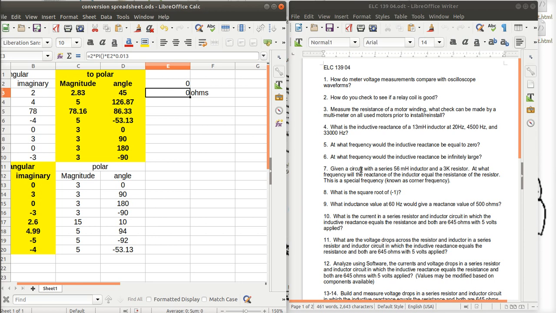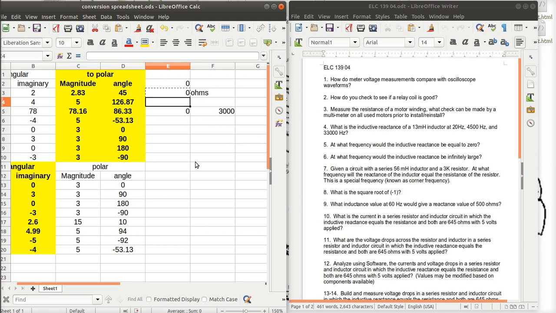Now it says, given a circuit with a 56 millihenry inductor and a 3K resistor, what frequency will the reactance of the inductor equal the resistance of the resistor? This is a special frequency known as a corner frequency. Well, I know I want to come up with 3K or 3000. And I can copy this formula down, copy, which is Control C, Control V. It's going to reference my frequency there.